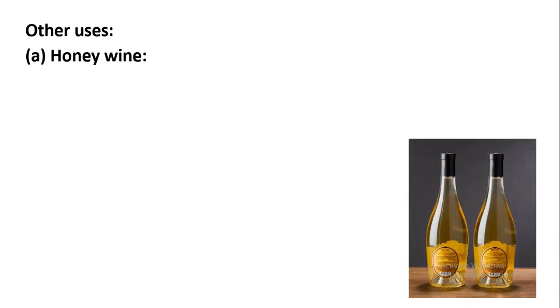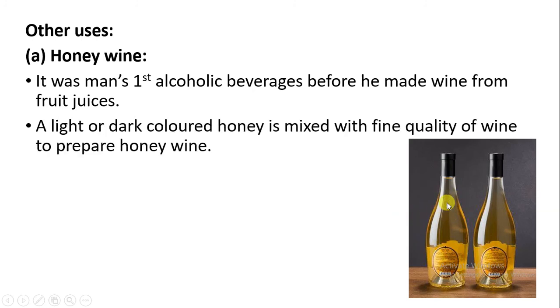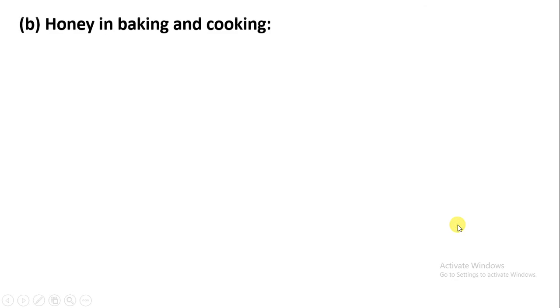और भी कुछ uses हैं like honey wine, which is produced from honey. So it is the first alcoholic beverage man made, before he made wine from fruit juices. So एक तरीके का light or dark colored honey is mixed with fine quality wine so that honey wine could be prepared. इसमें जो है करीबन 12% to 14% अल्कोहल कंटेंट प्रेजेंट होता है.